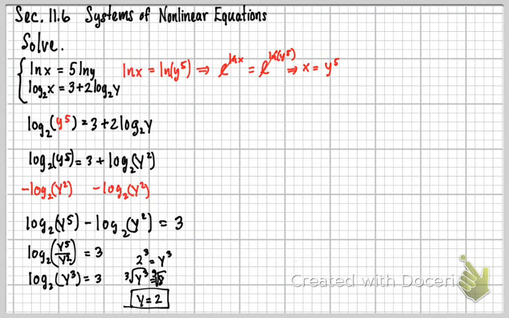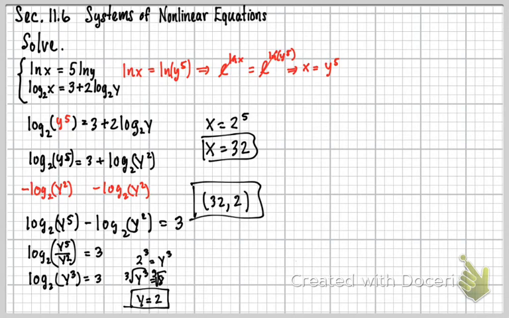Now I need to get my x value, because remember, we're finding ordered pairs. So I'm going to plug that into this one over here. The reason is that's the easiest one to work with to get an answer. So my x is going to equal 2 to the 5th, so x equals 32. So there's our answer for our x. Now we have our ordered pair, 32, 2. Final answer.